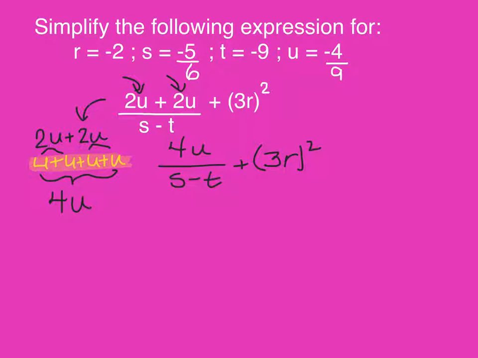Now, obviously, if you did it by just substituting into the original expression, 2 times u, which is -4/9, plus 2 times -4/9, you'd still get the same answer, but this is certainly more efficient. So I am now going to substitute into it the way that I've rewritten it. So this is 4 times -4/9 divided by -5/6 minus -9 plus the quantity of 3 times -2 squared.